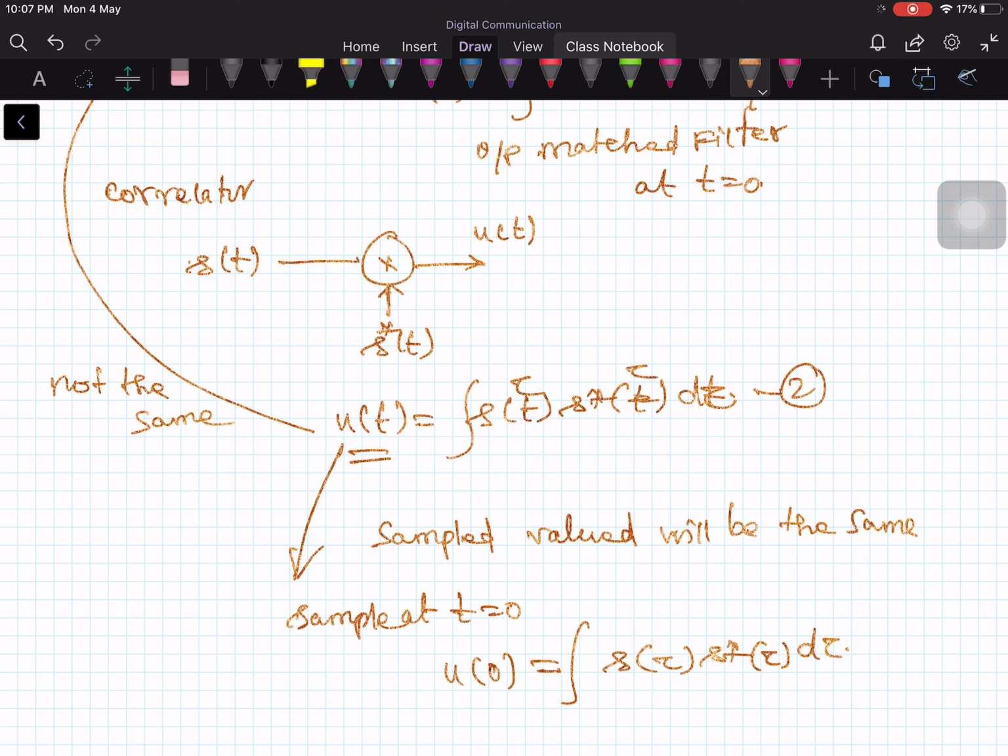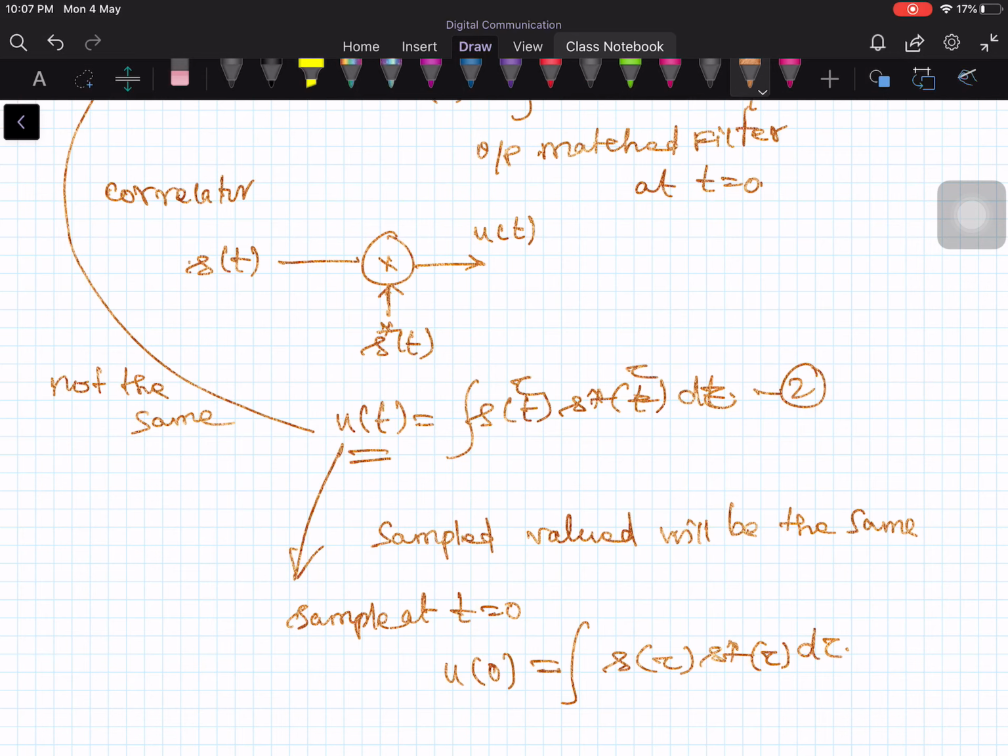Therefore the output waveforms are not the same, but the waveform value at the sampling instant of interest can be made the same. That is the difference between correlator and the matched filter. Essentially they are not the same in detail, but the moment you sample the waveform, the sampled value can be made the same. But in general, matched filter operation is totally different from the correlator operation. They are not the same.